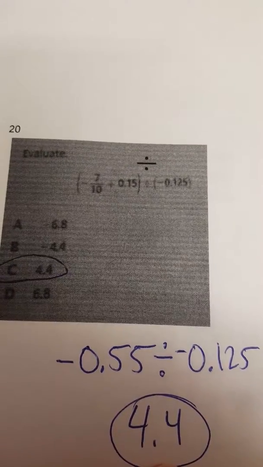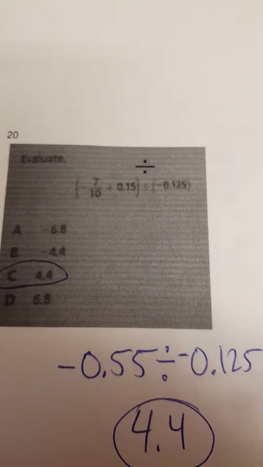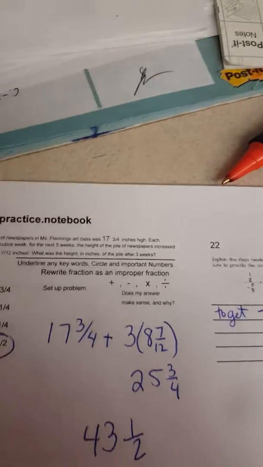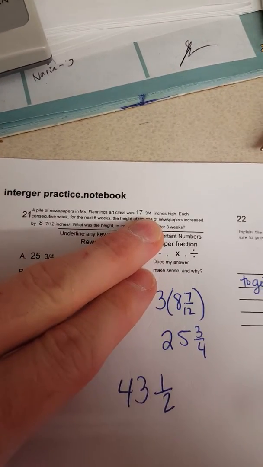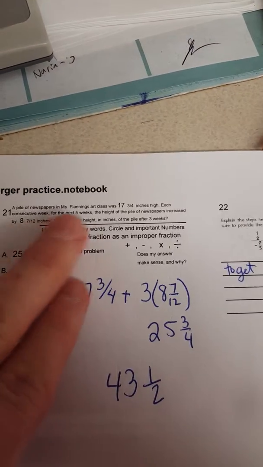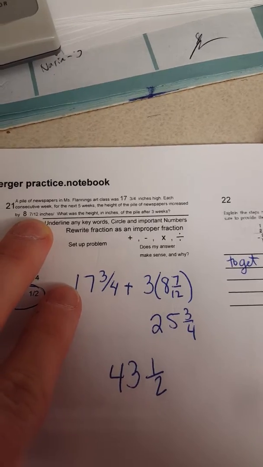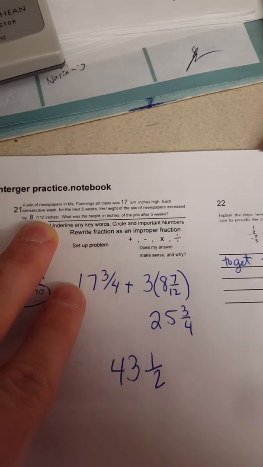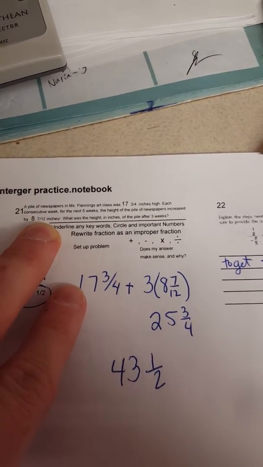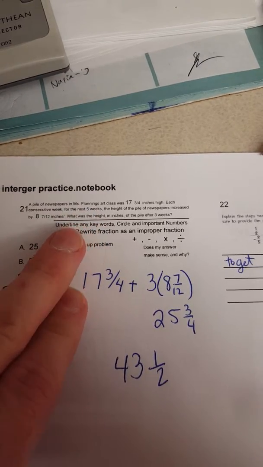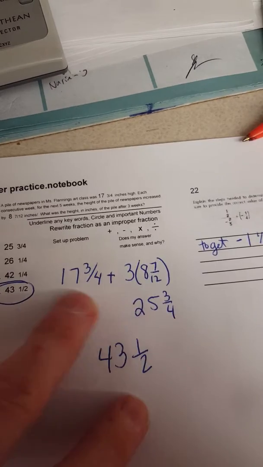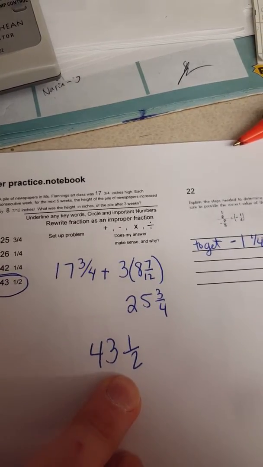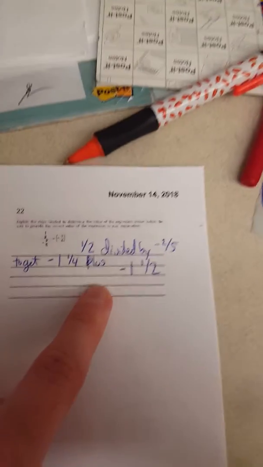Another one, if you were to just punch this in the calculator, you'd get the answer. This one, you have a stack of paper that's 17 3/4 inches high. Then every week it rises 8 7/12 inches. Take that, multiply that times 3, and then add that to the 17 3/4 and you get 43 1/2.